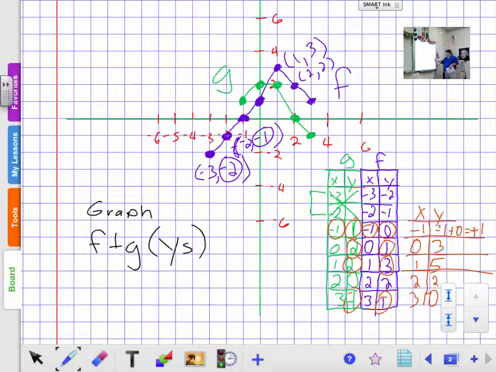Okay? So then I'm going to say -1, +1, which is right here. Then I'm going to say 0, 3, which is here. Then 1, 5, which is here. Then 2, 2, which is here. Then 3, 0, which is here. It's kind of hard to draw this with my hand in the way. And that, my friends, is f plus g, which is which option?